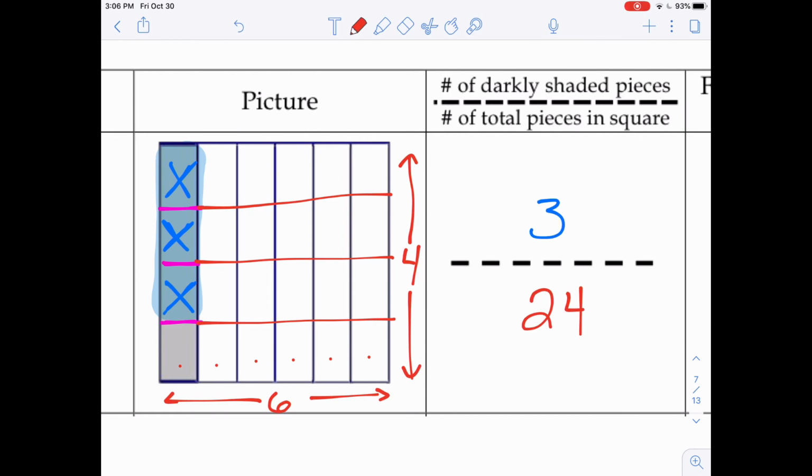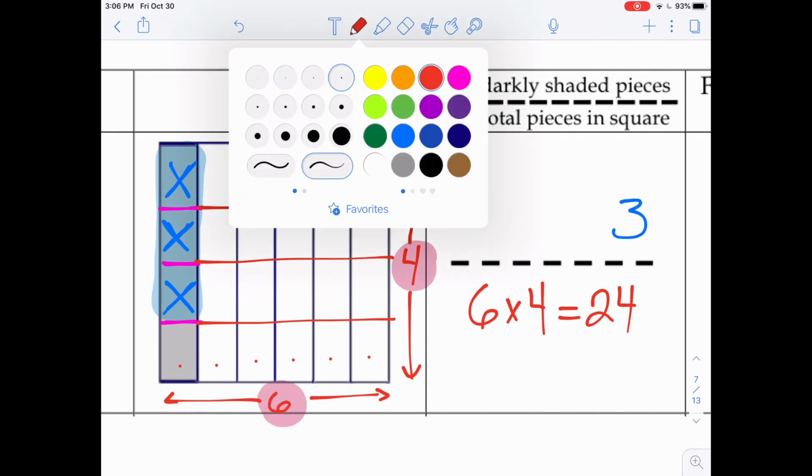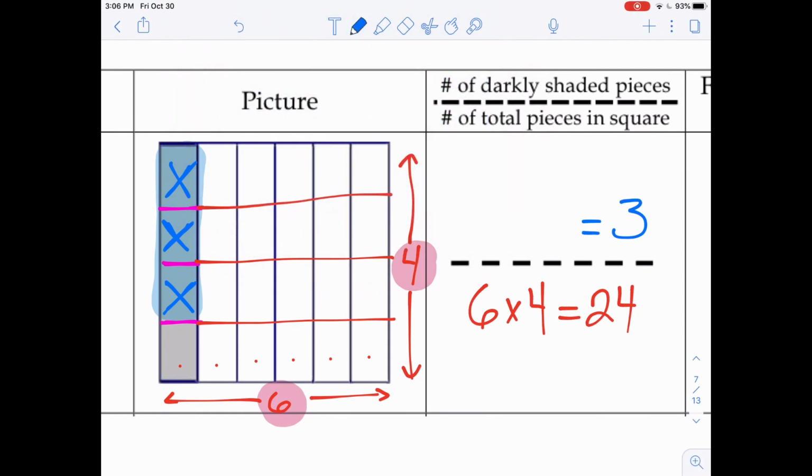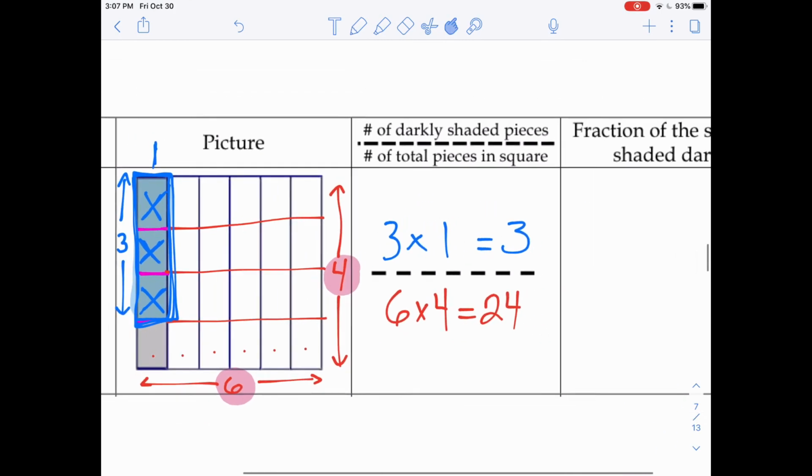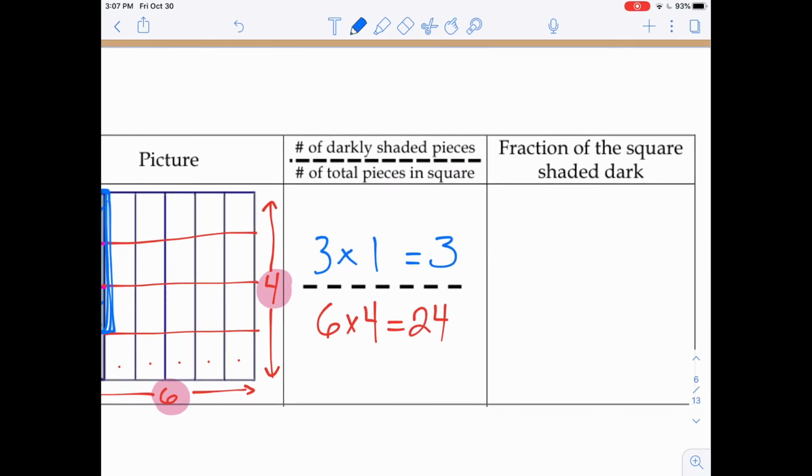But I also want you to see that the quick way to get 24 is to do 6 times 4. Here's the 6 times 4. And the way to get that answer of 3 is, yes, to count them, but the other way to get that answer of 3 is to look at the rectangle that we colored in. Trying to make it nice and dark for you. It's 1 wide and it's 3 tall. So 3 times 1 equals 3. At the end, the fraction of the square that's shaded dark is 3/24 of the whole.